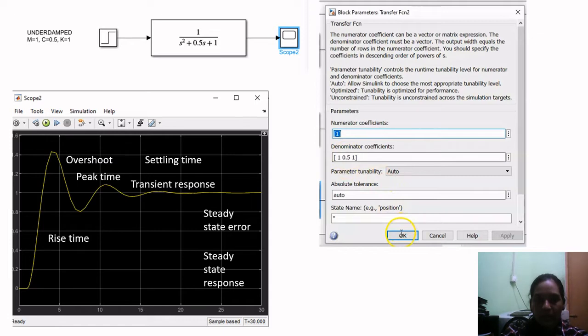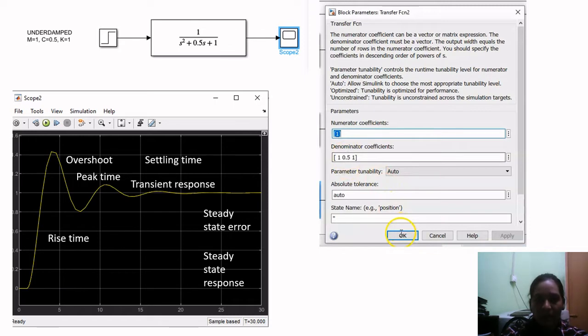And the next one is settling time. Settling time means the time required for the transient damped oscillation to reach and stay within 2% of the steady state value. The next one is steady state error. It means the difference between the input step value and the final value. And the next one, steady state response, is the behavior of a circuit after a long time when steady conditions have been reached after an external excitation.